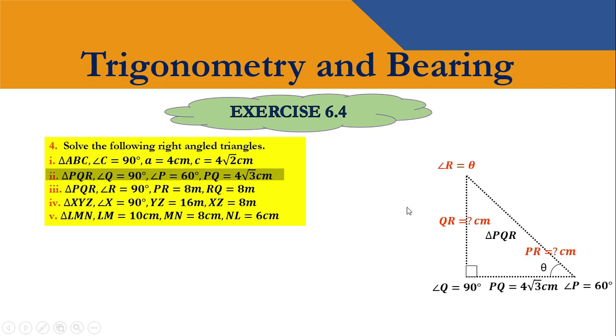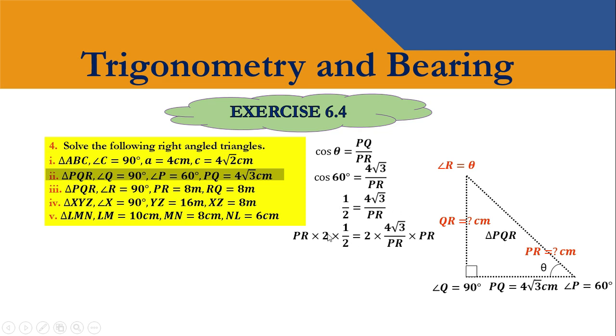In this triangle, we will first find the sides of the triangle, because two of the sides are missing here, and we use the trigonometric ratio. The only suitable ratio that we can use here is cos theta, because it is equal to base divided by hypotenuse. Cos 60 degrees equals 1 over 2.